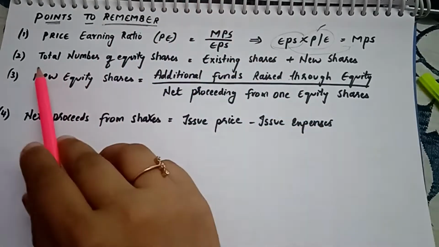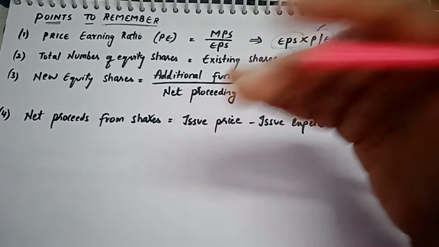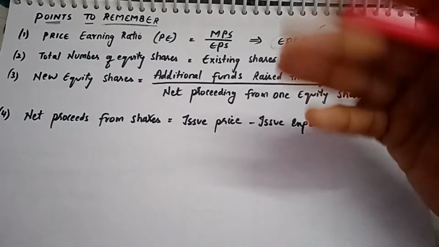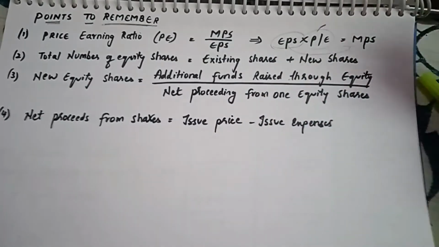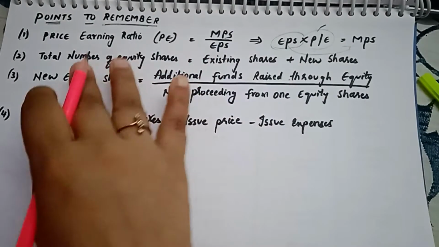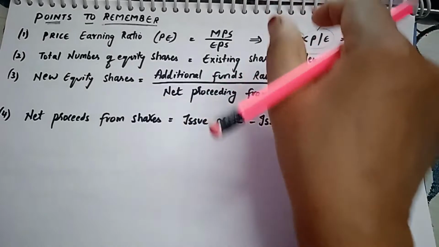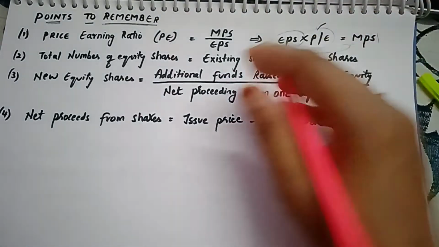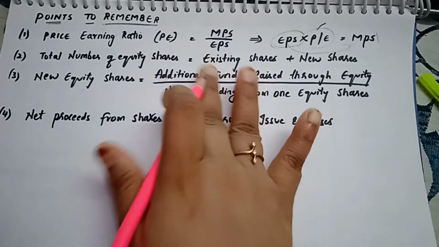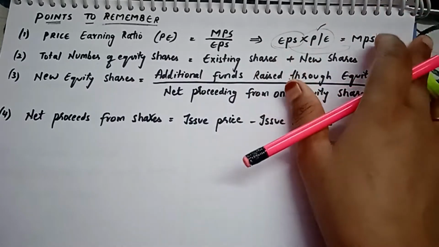Okay, and next, total number of equity shares. See, suppose your company is not a new company, you're already a running business, an existing company, and you are inviting new shares. Then the number of equity shares will not be just for new shares, right? Obviously, the EPS which we are calculating there is not just for new shareholders, it is for both old and new, existing and new shares. So now the total number of equity shares will be existing shares plus new shares.